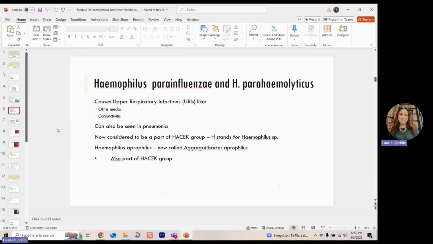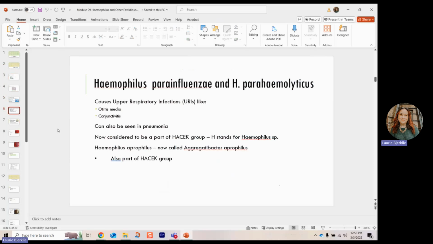They also now consider Haemophilus part of what we call the HACEK group, H-A-C-E-K. The H stands for Haemophilus species. The H used to specifically stand for Haemophilus aphrophilus. They changed the name of that, and it is now called Aggregatibacter aphrophilus. As they learn more about bacteria, they restructure and recategorize. As they learn more features and more information, that's why things get moved around and bacteria get renamed, because they're learning more about it. They realize you don't really fit over here, you fit better over here with this group. That's why things get renamed, and it gets tricky because you have to stay up to date with it.